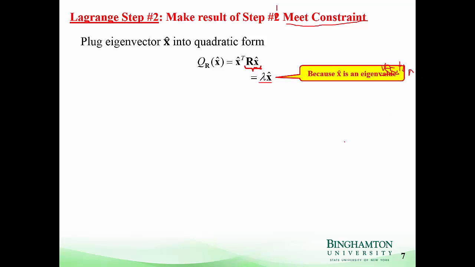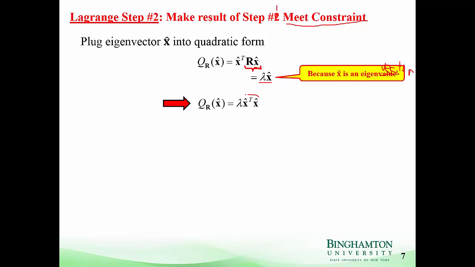Eigenvector, with a corresponding eigenvalue lambda. So now we rewrite that like this. But what do we know about our constraint? Our constraint has to be such that the norm of our solution, our x hat, has to have unit norm.